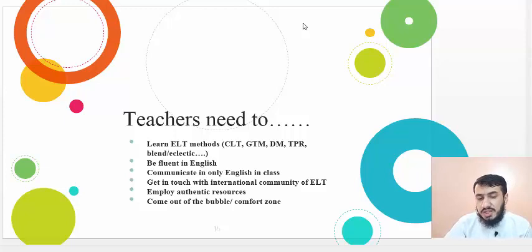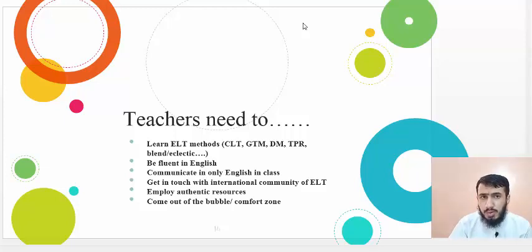and they should get in touch with the international community of ELT. They are on Facebook, and there are many other forums like LinkedIn, where they can find ELT practitioners internationally, where native speakers are also there, and non-native speakers at native level are there, so they can benefit by interacting with those teachers. And they must employ authentic resources.